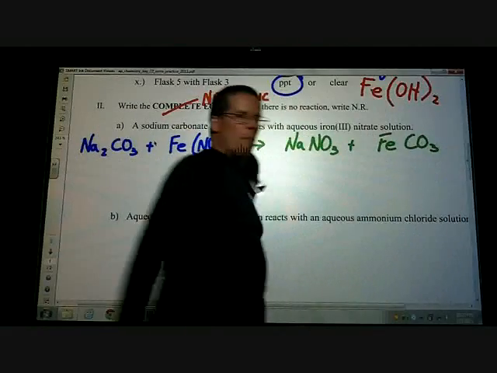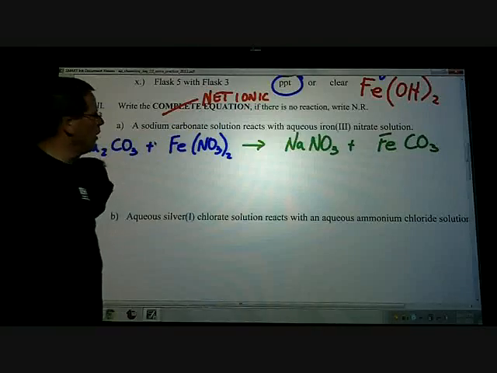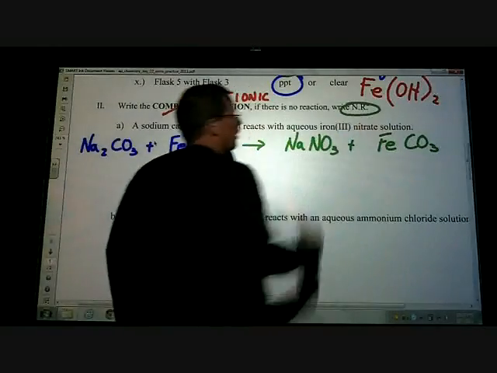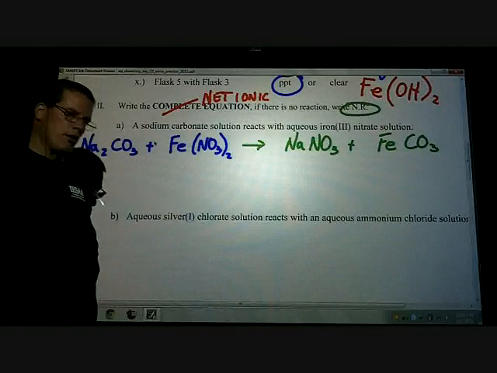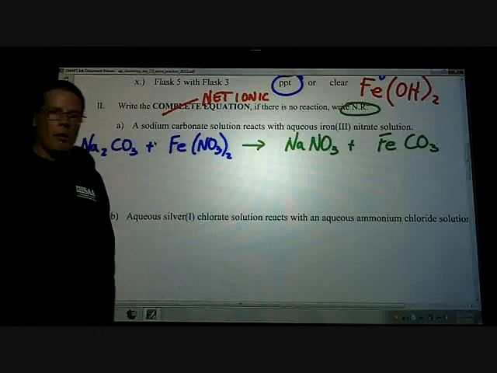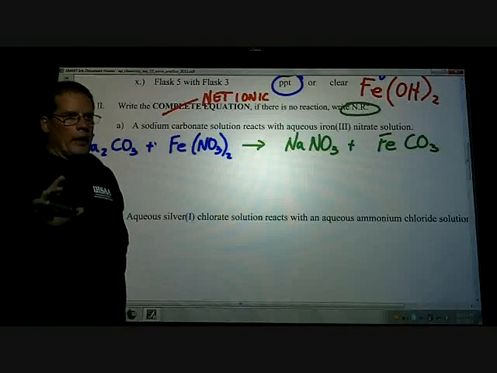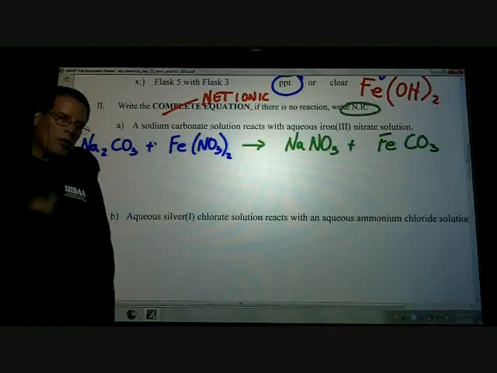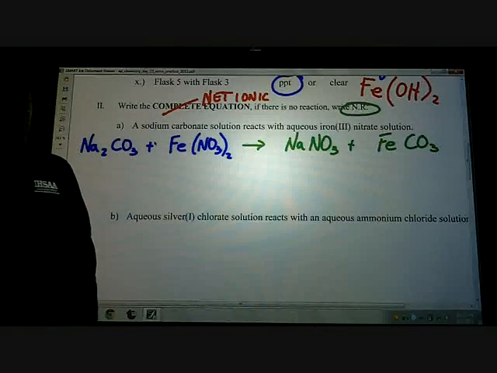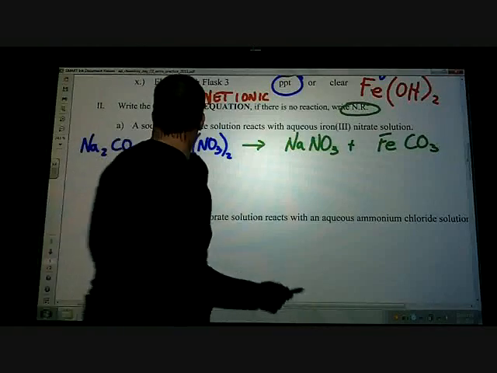Now, before you go and balance this out charge-wise, ask yourself, are you going to have a precipitate form? Because if not, you're simply going to write NR. You're not going to waste your time balancing the charges on the molecule, and then balancing the number of atoms on both sides. Before we get to spring, I may throw in a no reaction, but once we get into spring, everything's going to react. So that's a good heads up. So we know that everything's going to happen here.